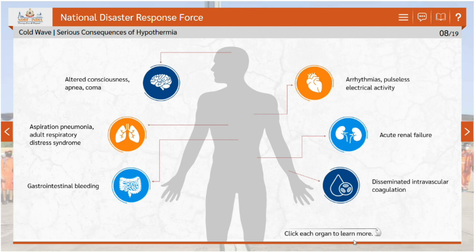The effect of hypothermia on the heart can cause arrhythmias, where the heart beats with an irregular or abnormal rhythm, an irregular heartbeat. It can also cause pulseless electrical activity. The heart stops because the electrical activity in the heart is too weak to make a heartbeat.